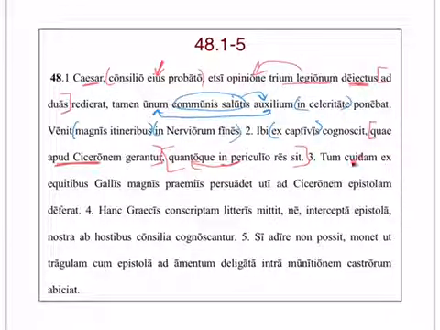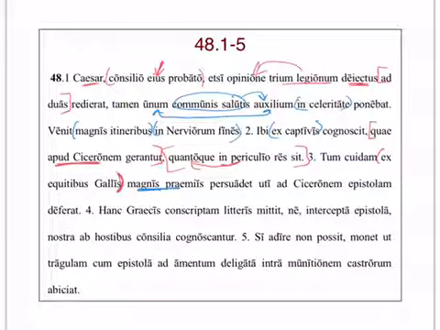Tum quidam ex equitibus Gallis magnis praemiis persuadet uti ad Ciceronem epistolam deferat. Okay, quidam, then to a certain one. And where's this certain unnamed person from? He is from the Gallic cavalry. And I love it. They randomly have great rewards.